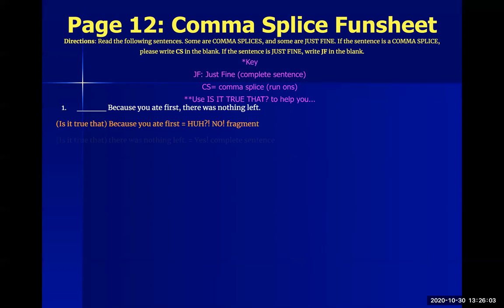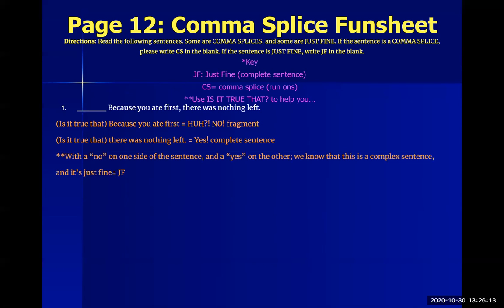Let's check the other side. Is it true that there was nothing left? Yes, there was nothing left. So that is a complete sentence. So with a no on one side of the sentence, a fragment attached to a yes on the other side, we know that that is a complex sentence and that is a complete sentence, and it is JF, just fine.